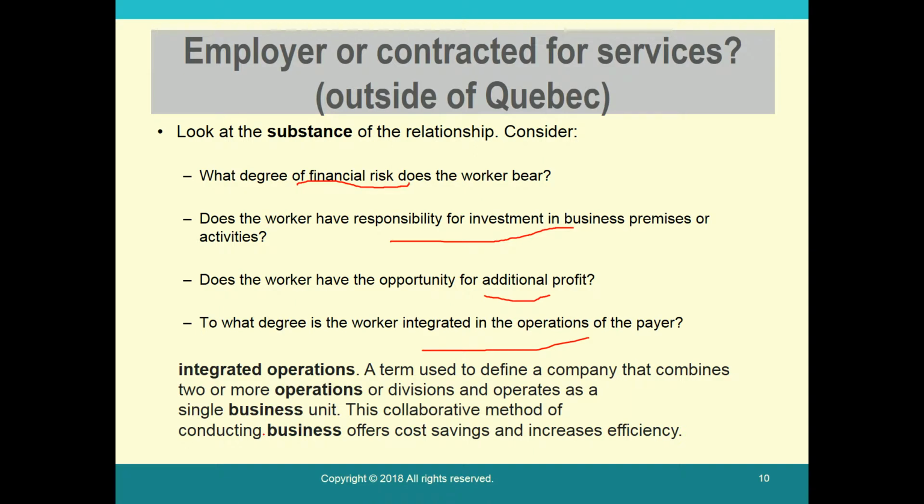or maybe there are businesses which are integrated in such a way that they comprehend something different. Integrated operations is a term used to define a company that combines two or more operations or divisions and operates as a single business unit. This collaborative method of conducting business offers cost savings and increased efficiency. But if some company is a part of your company like that, then those people are not acting as employees, they are self-employed, they are contractors, because they will operate differently. We will discuss these things in due course.